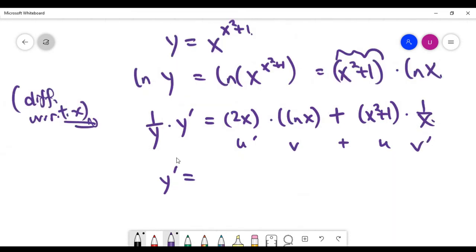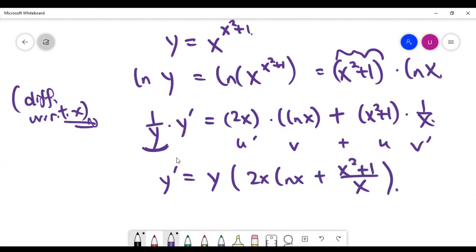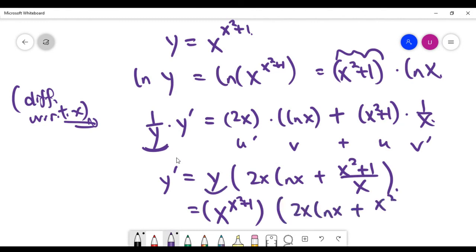We just need to multiply this y term to the right hand side, so it becomes y open bracket 2x times ln x plus, as a single fraction, x squared plus 1 divided by x. And of course it would be nice if you replace the expression of y as a function of x. So x to the power x squared plus 1 is y, times the remaining things inside the big brackets. So that's the final answer to this problem.